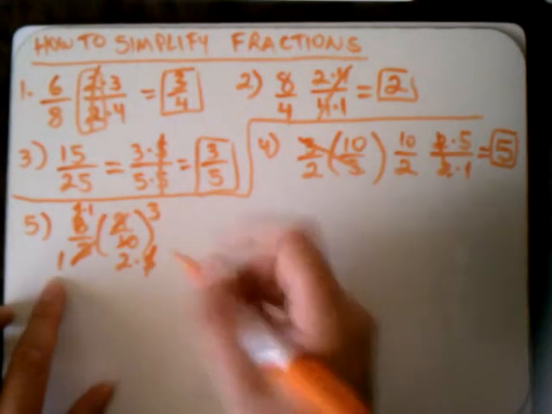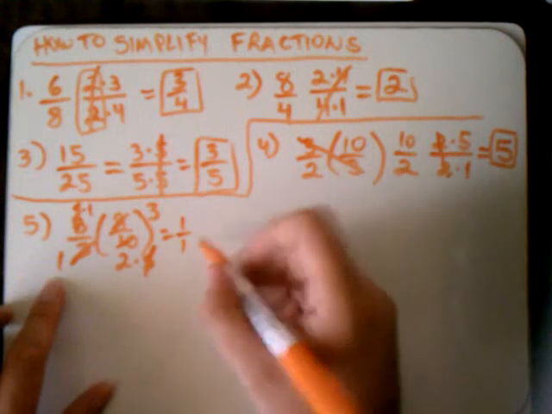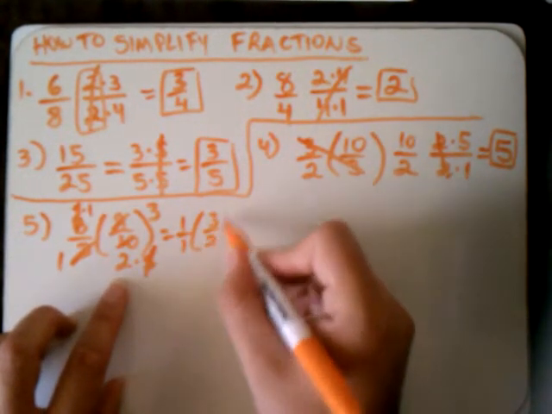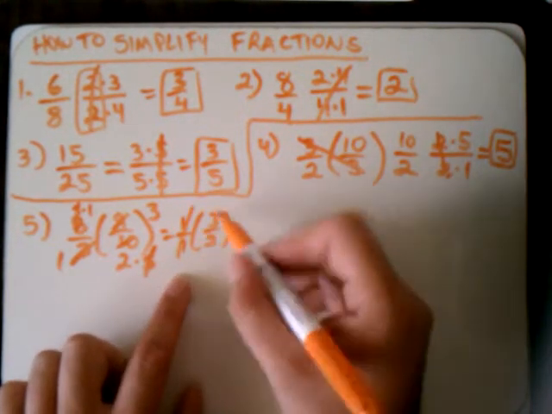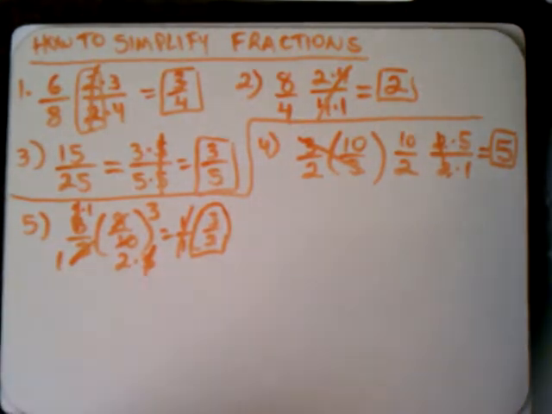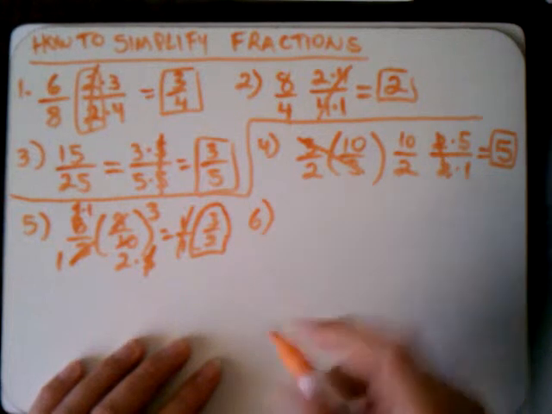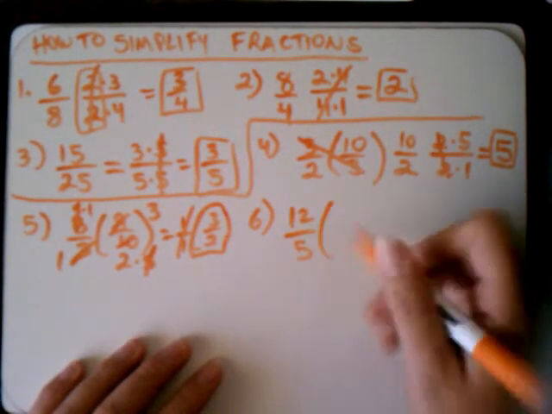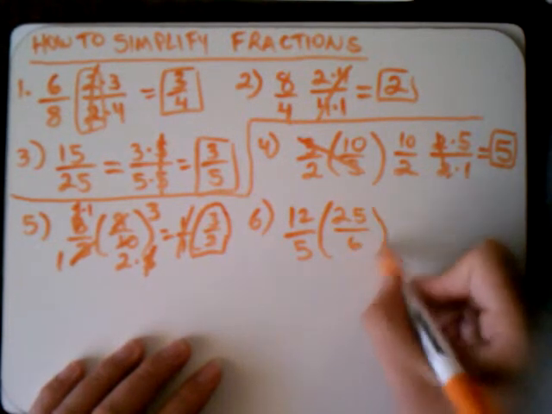Notice here, let me write it down. I have 1 over 1 times 3 over 2. And of course, the 1 over 1 is just 1, so it cancels out. And your answer is 3 over 2. And our last example, I have 12 over 5 times 25 over 6.